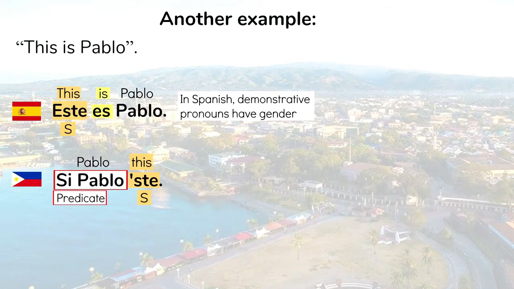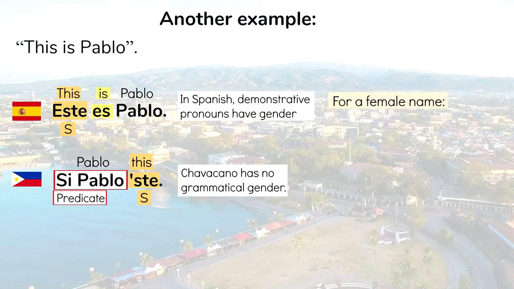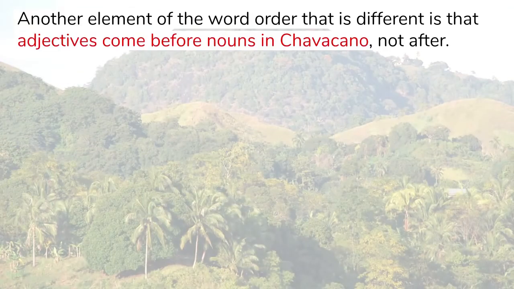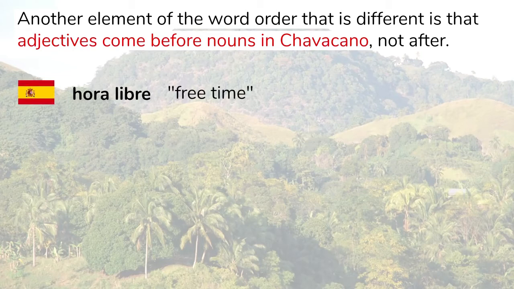In Spanish, demonstrative pronouns have gender, but Chavacano has no grammatical gender. So for a female name, in Spanish it would be like this, Esta es Trisha, with a change in the pronoun, while in Chavacano it would be this, Si Trisha este, with no change in the pronoun. Another element of the word order that is different is that adjectives come before nouns in Chavacano, not after. In Spanish, we have Hora libre, meaning free time, and in Chavacano, we have Libre hora.